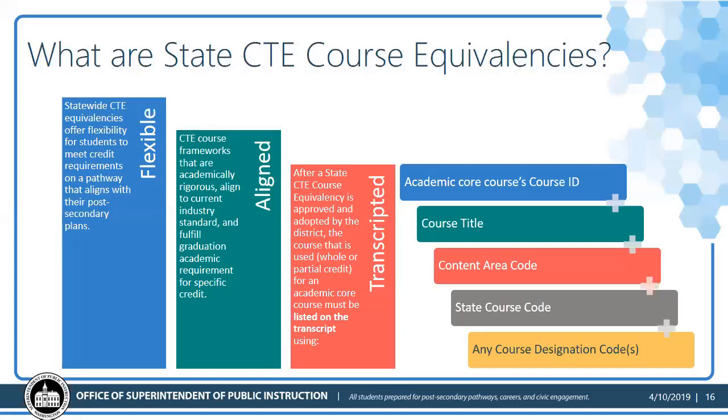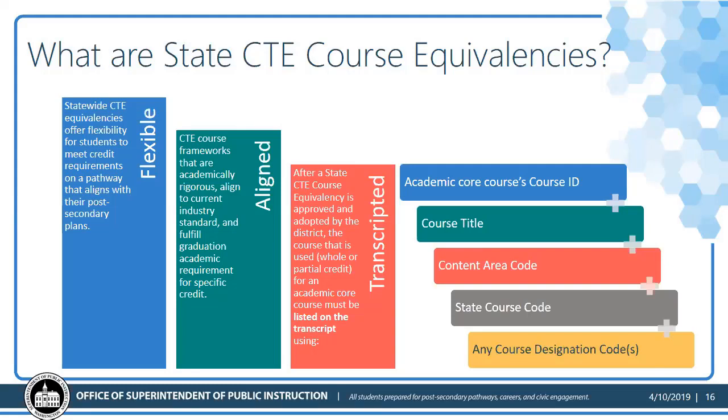But these courses, like I mentioned, with the academic alignment, and if they are adopted as a state equivalency, earn that student that graduation academic core credit for whatever course it may be. The great thing about these equivalencies is they just need to be transcripted correctly, and that's all done at the local level. So working with counselors and whoever's doing this transcription process within your SIS system, so Skyward, and so forth. The course is actually listed as an academic core course first, and then a CTE course.